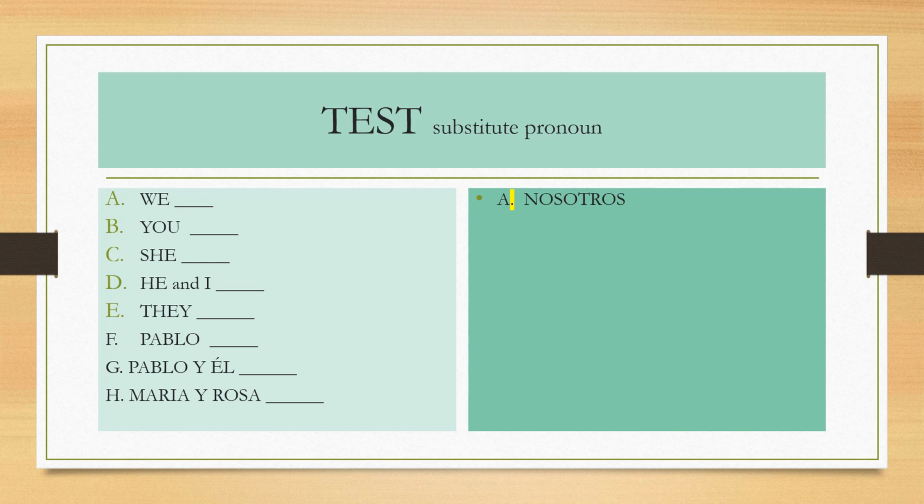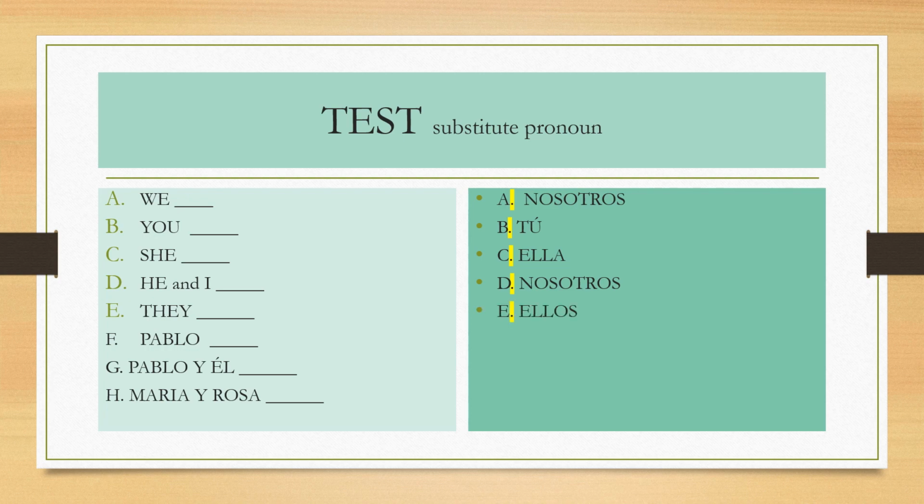B is you. What is you in Spanish? It is tú. Always has a tilde on the U. Tú. C is ella. She. Ella. D is he and I. Well, if you're including yourself, he and I, she and I, so it has to be nosotros. It has to be we, right? When you include yourself, it's nosotros. Again, masculine or feminine is not expressed.